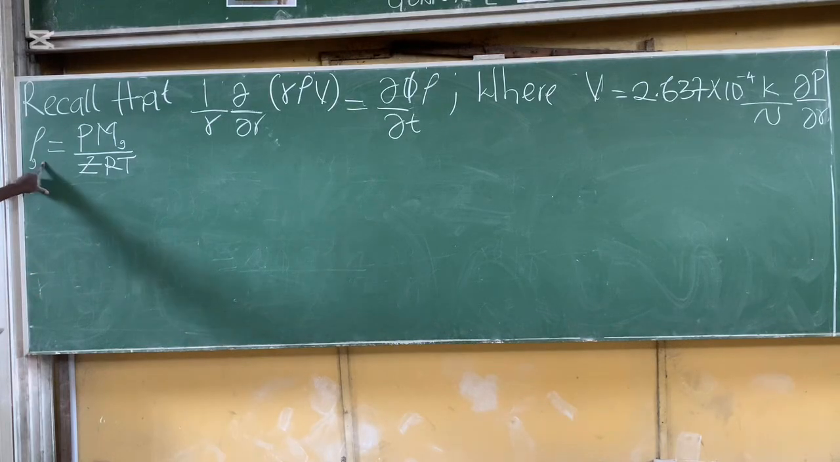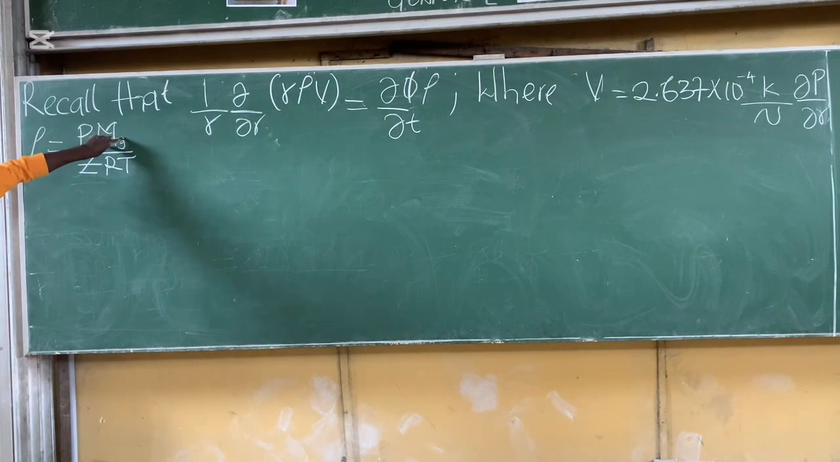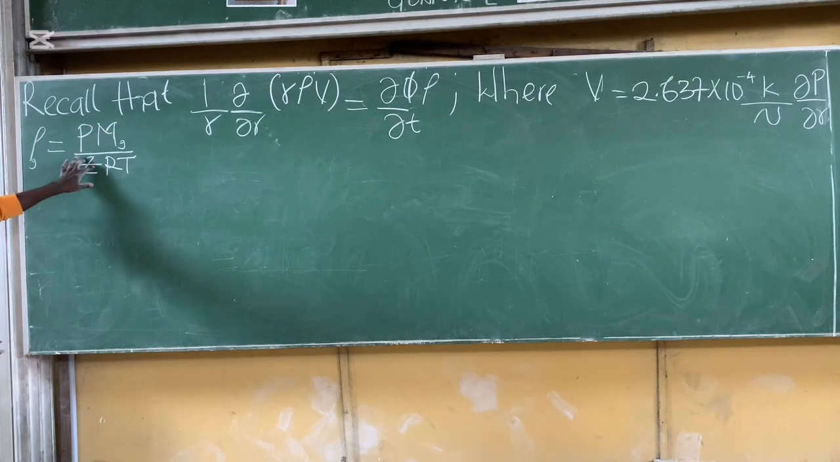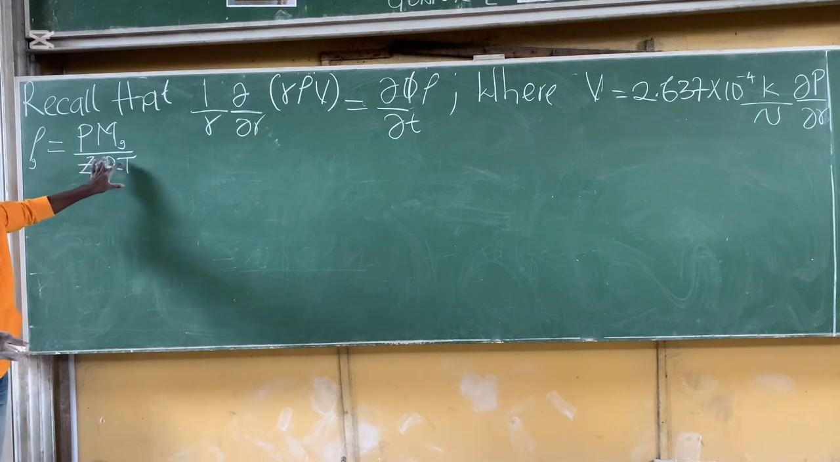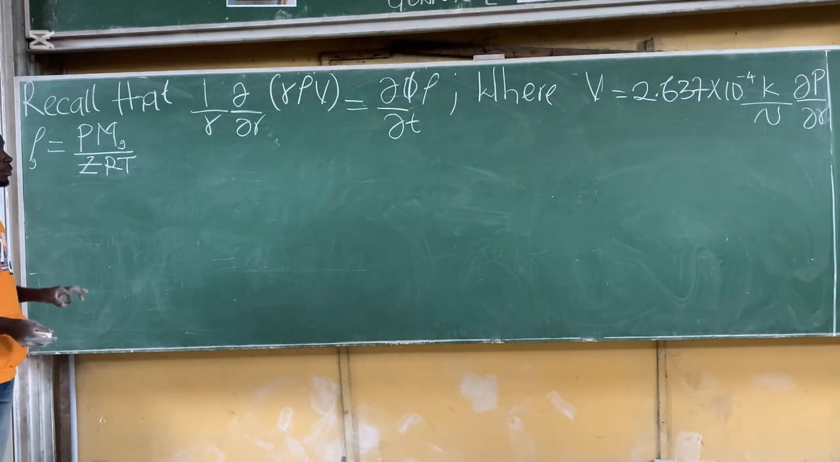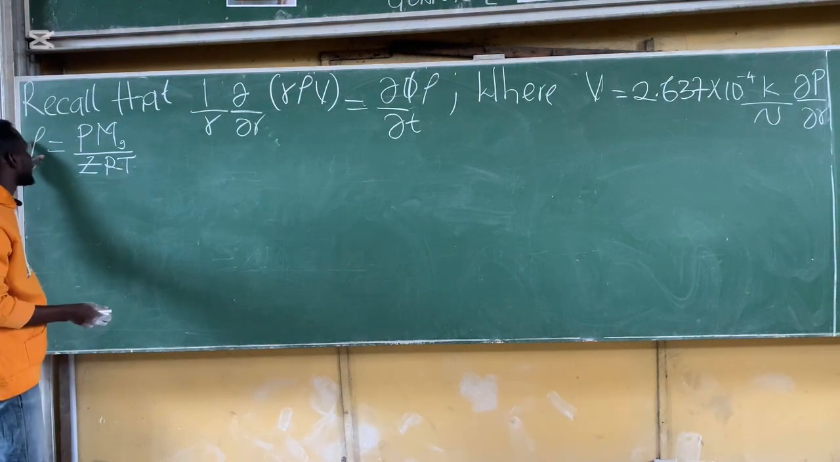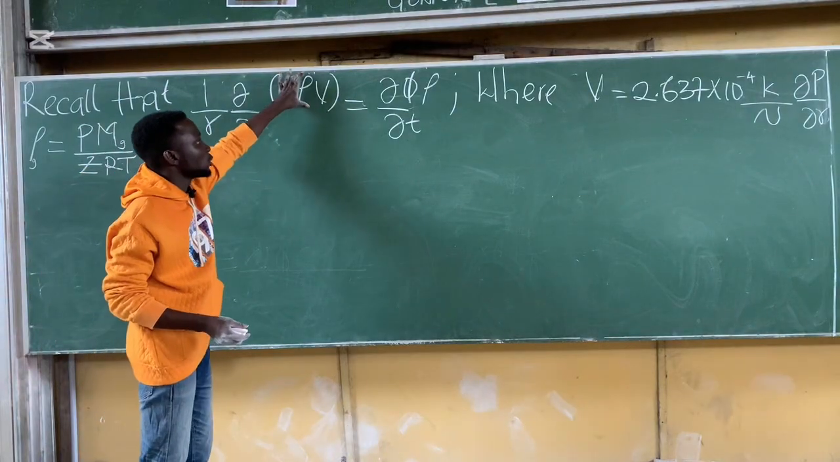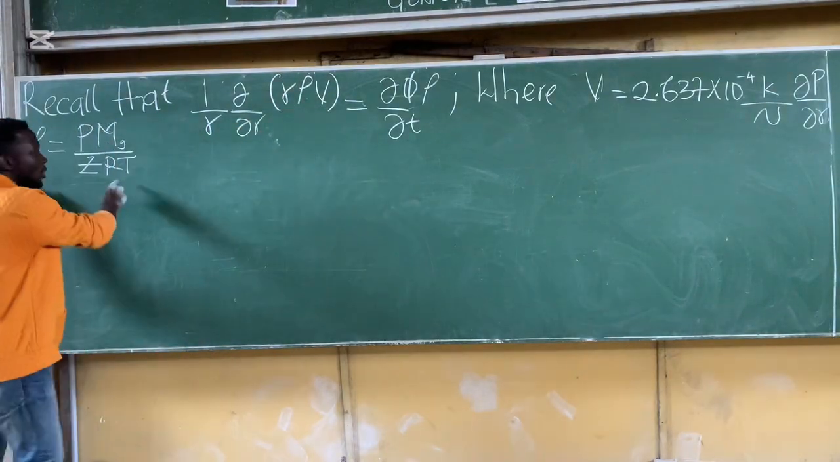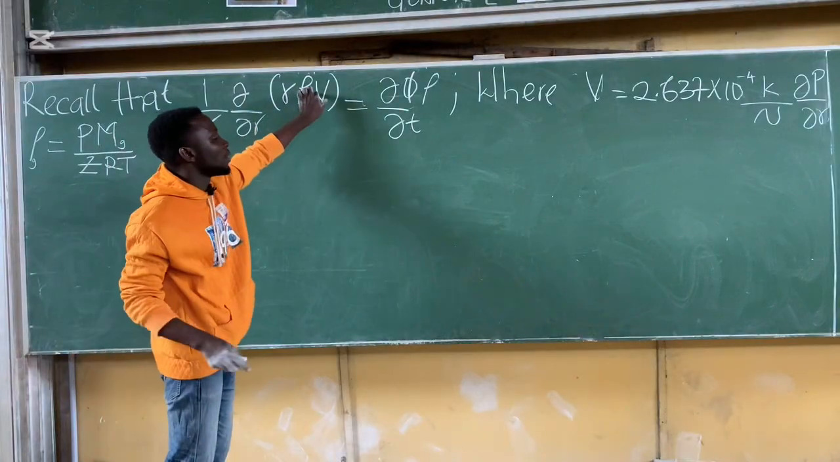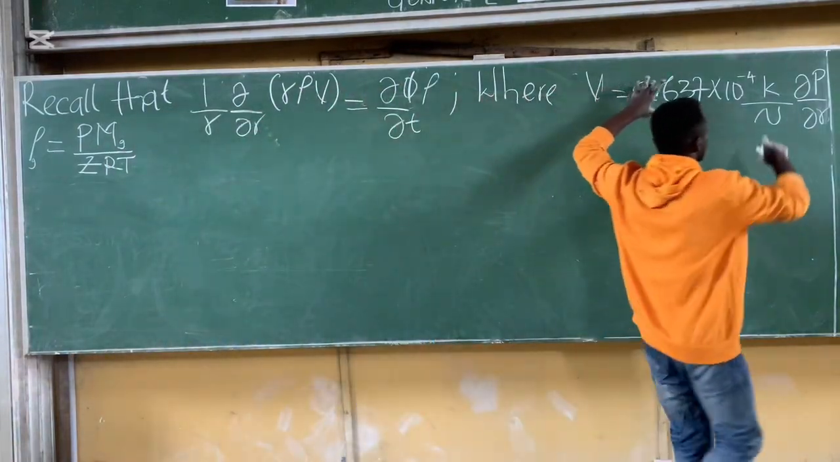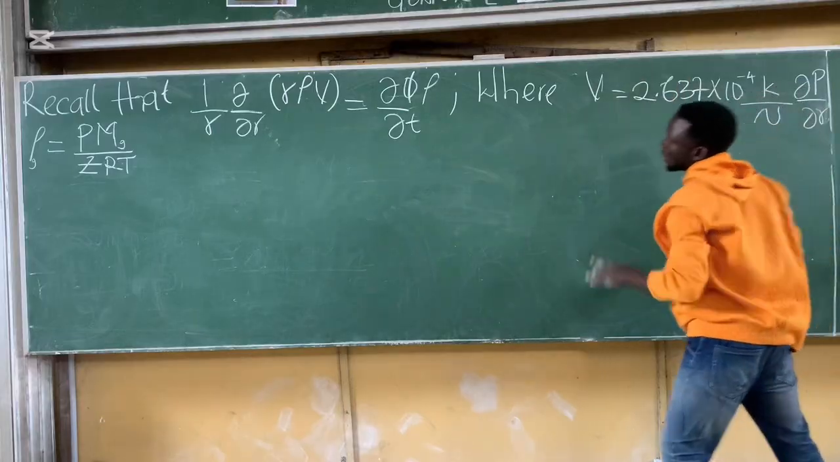For gas, we know that the density of gas is equal to P Mg over Z R T, where P is the pressure, Mg is the molecular weight of the gas, Z is the compressibility factor, R is the universal gas constant, and T is the temperature. So to derive the diffusivity equation, we first substitute the equation of density into this equation. In place of density, we replace it with this equation, and in place of velocity, we replace it with this equation.